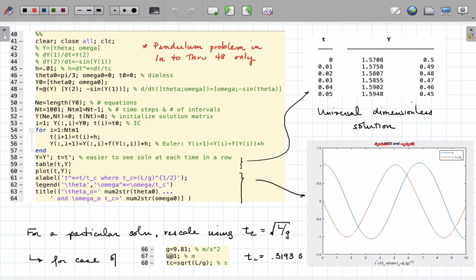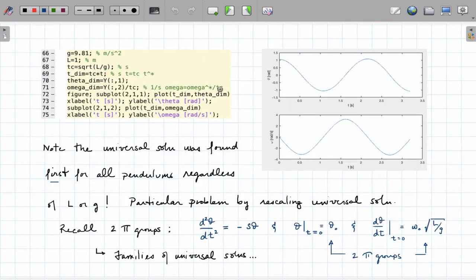And in our case, if we were to take a pendulum of 1 meter, on Earth, we would have a time scaling of about 0.3193 seconds in order to see the effect of gravity to change the position of our pendulum. Here we can go ahead and quickly redimensionalize our equations by multiplying by the characteristic time, and then we can go ahead and plot these. And this would be our dimensional solution.